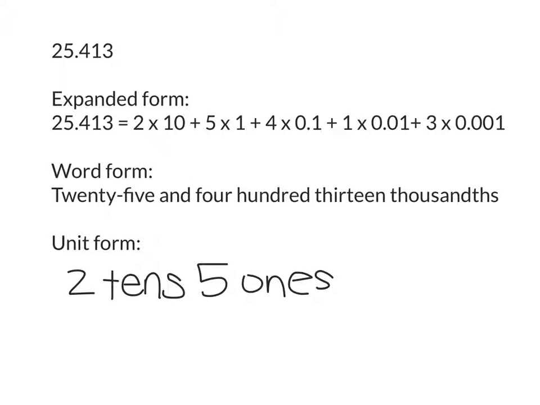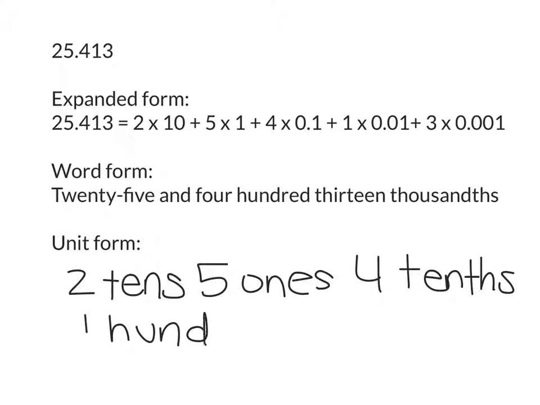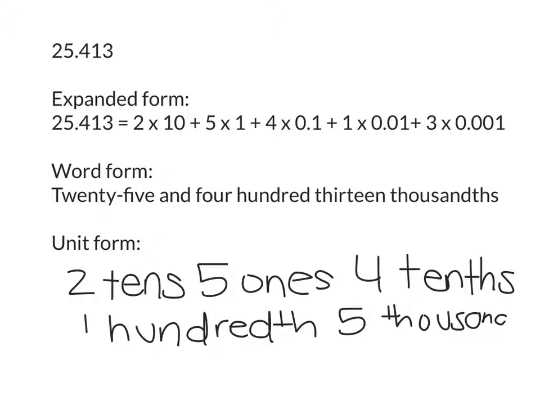So we have 4 tenths, 1 hundredth, and lastly we have 3 thousandths. And again, that is unit form. So we look at each digit and we think about what place value that is in.